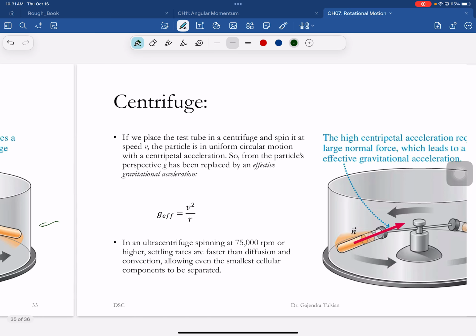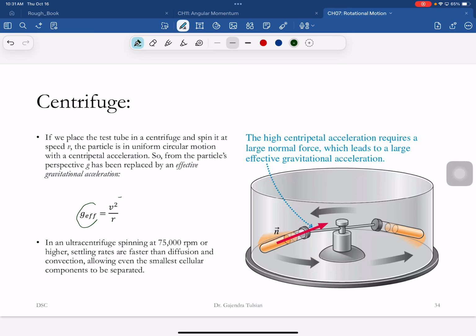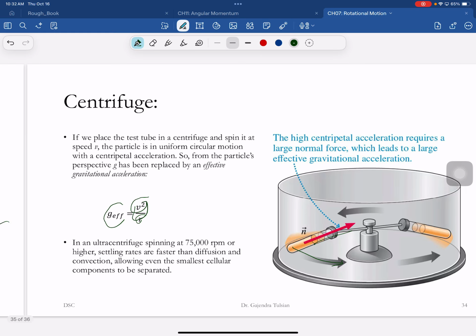So the effective gravity is v squared divided by r. v is the speed at which you're spinning, and r is the radius. You can make this 1,000,000 times greater than g, and you can make it settle 1,000,000 times faster.